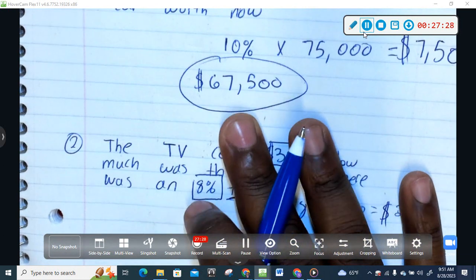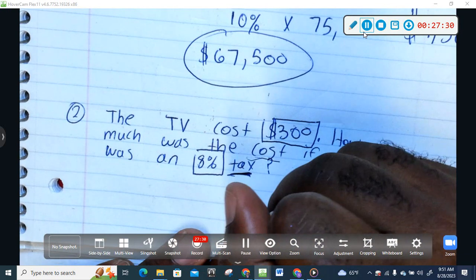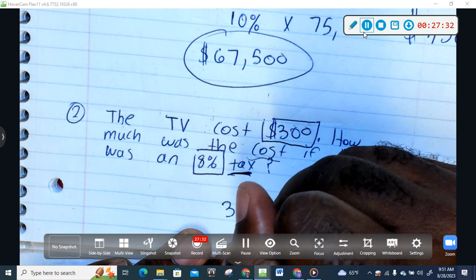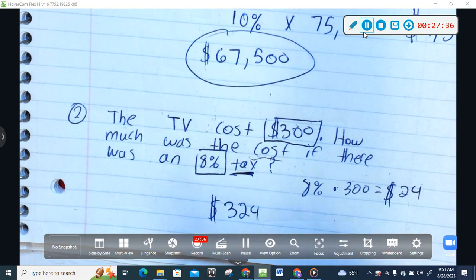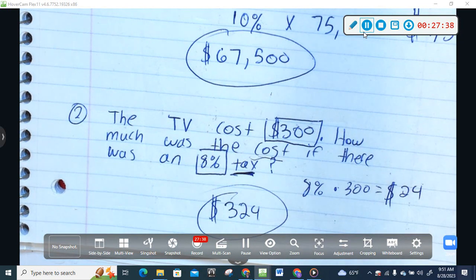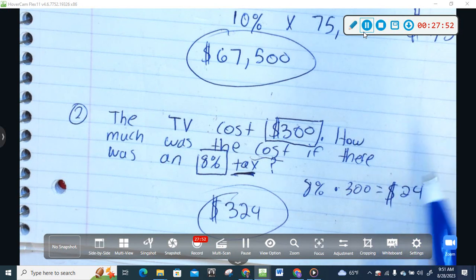24 plus 300. What's that going to give me? 324. Nice. 324. There's my answer. Tax tells my price is going to go up. So be careful whether they ask me how much. If they ask me just how much is the tax, I would have been done after the first step. But they didn't just ask me how much was the tax. They asked me what was the total cost.